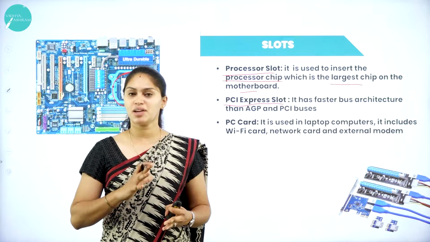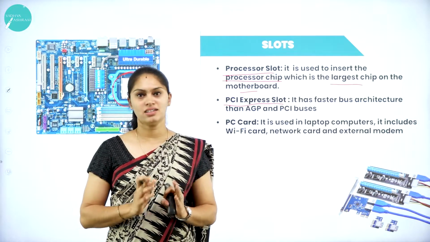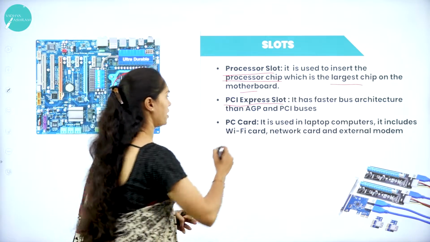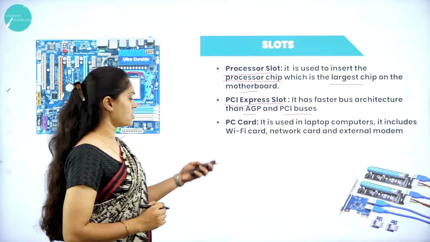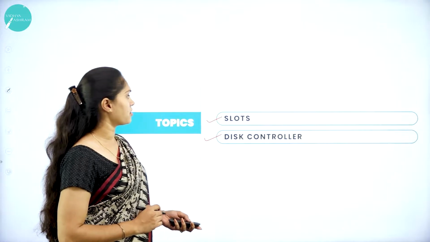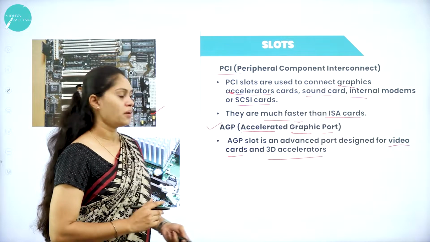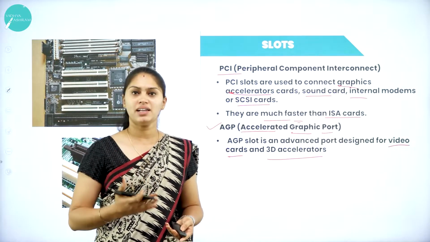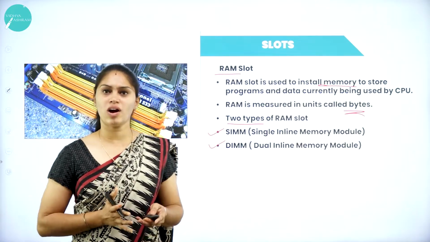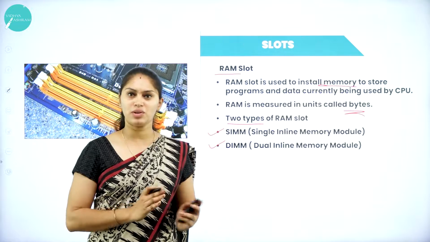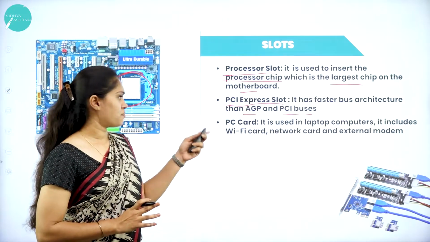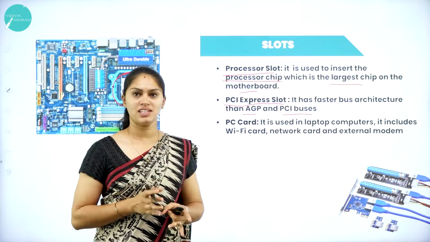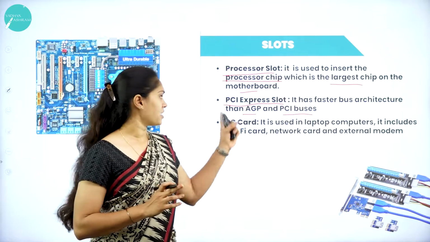That means it has a capability to transfer 1 bit of data at a time. So this PCI slot has a faster bus architecture than AGP and PCI buses. So what is this AGP? We already had a discussion. AGP slots are mainly used for the video configuration or to improve the quality of a video. And PCI slots are mainly used to include peripheral components of a computer into the computer system. But this PCI Express slot is much faster than AGP and PCI buses. So this is regarding PCI Express.